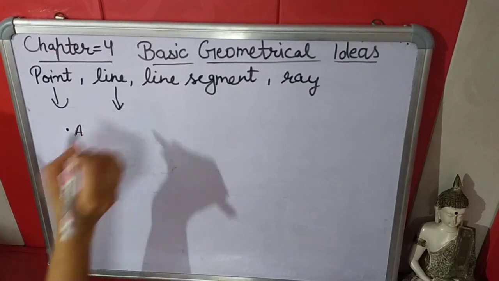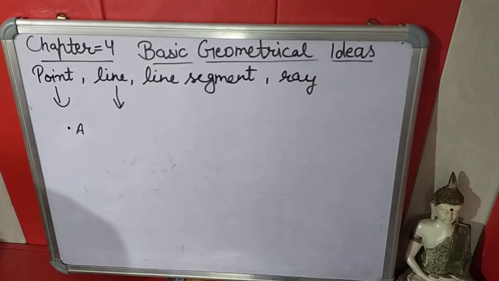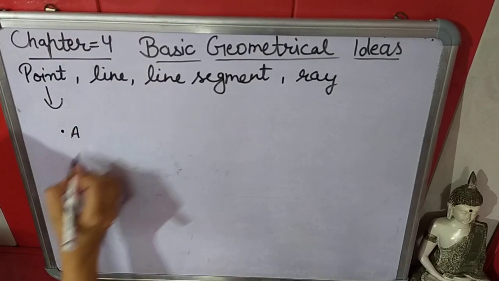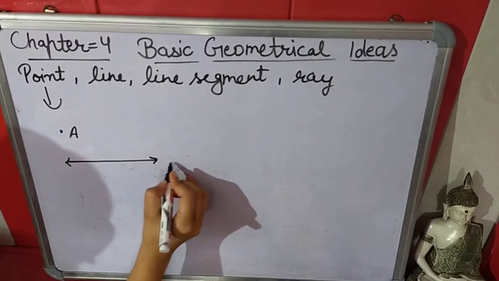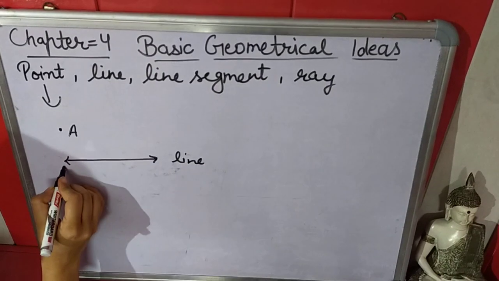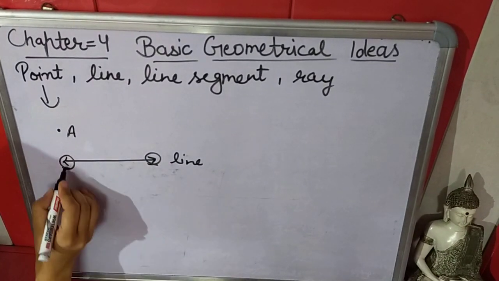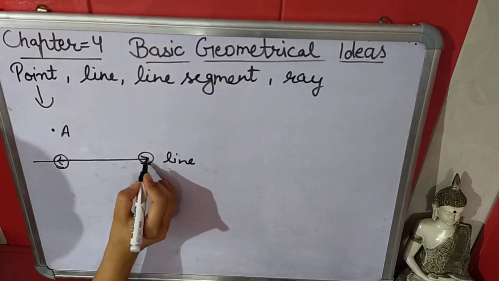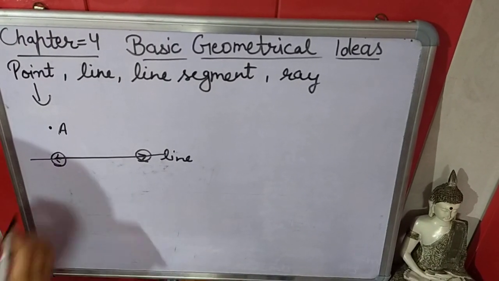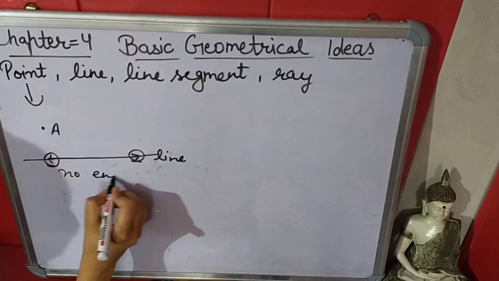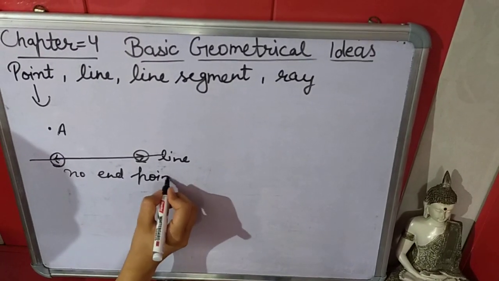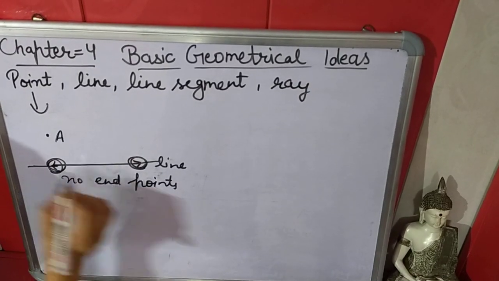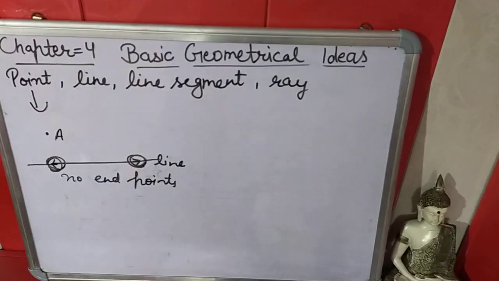Now line. What is a line? So we will talk about line. This is a line. A line has no endpoints. These arrows show that we can extend this line endlessly in both sides. So a line has no endpoints.